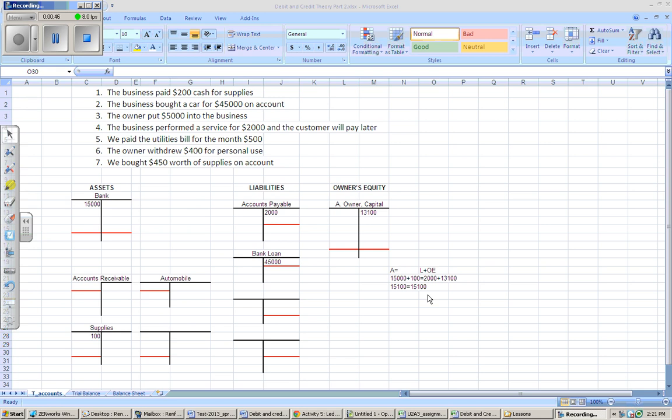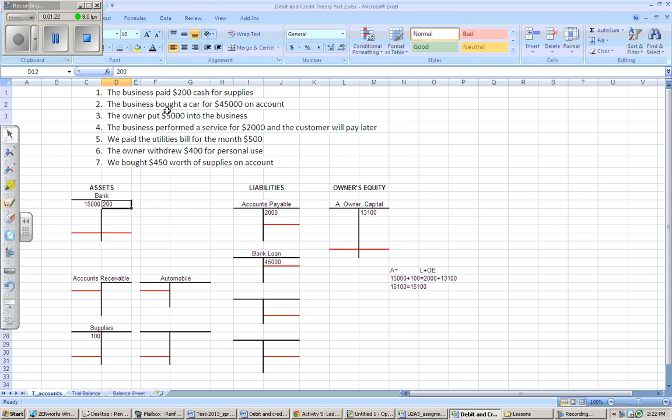So for the first one, the business paid $200 cash for supplies. You're going to ask yourself what accounts are affected, what side of the accounting equation they are on, are they increasing or decreasing, and therefore are they debit or credit. If the business paid $200 cash for supplies, one account I know is affected is bank. I know it's decreasing, so therefore I know it is a credit of $200.